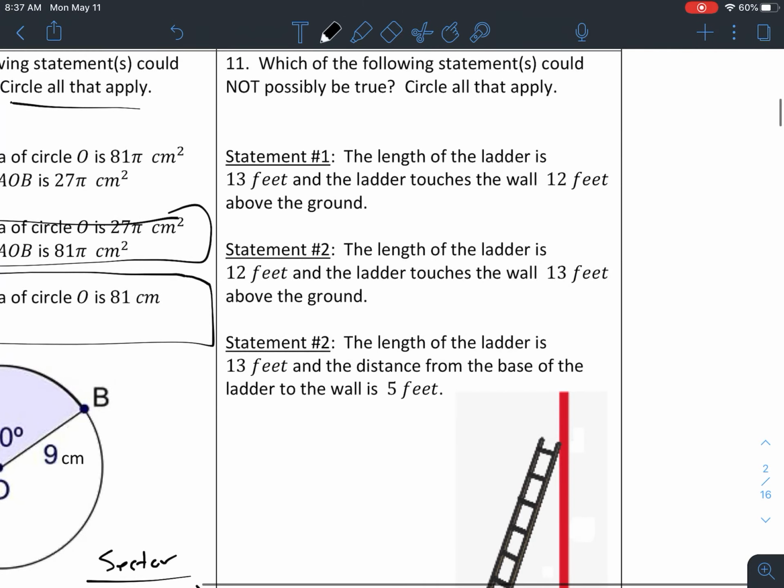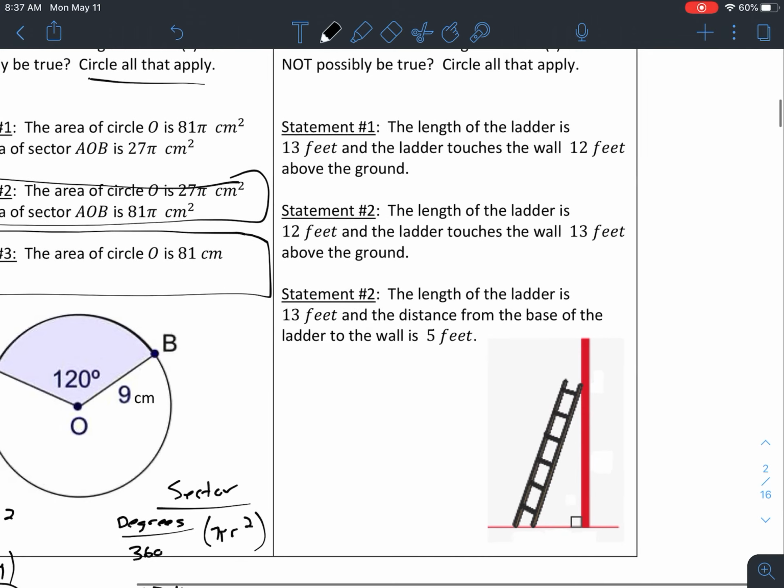And then 11, which of the following statements could possibly not be true? Circle all that apply. Okay, the length of the ladder is 13 feet and the ladder touches a wall 12 feet above the ground. So they're saying that this is 13 and this is 12, so we don't know what this would be. The length of the ladder is 12 feet and the ladder touches the wall at 13 feet. The length of the ladder is 13 feet and the distance from the base of the ladder is 5 feet.